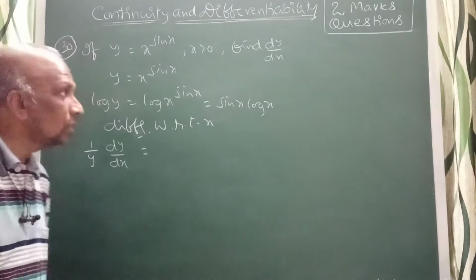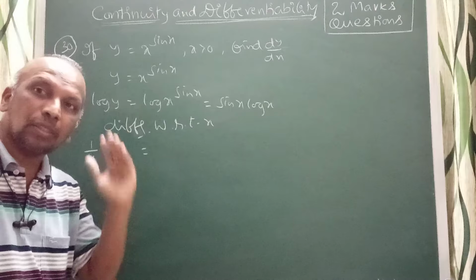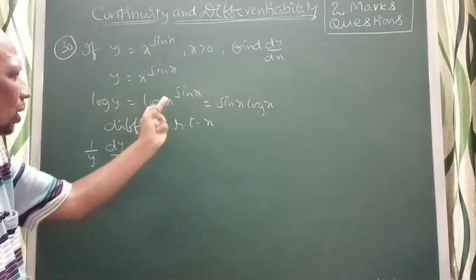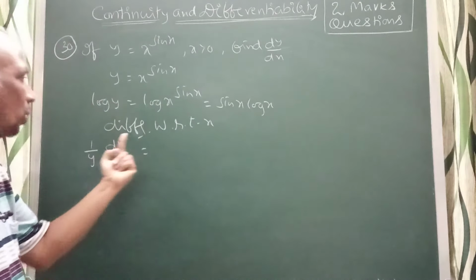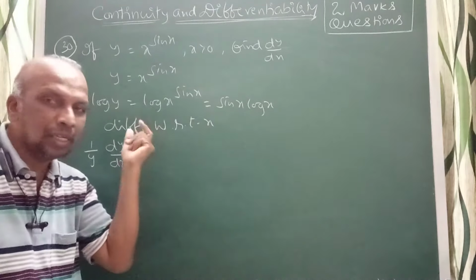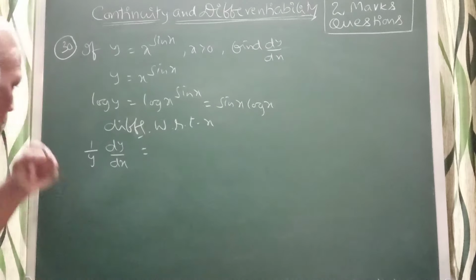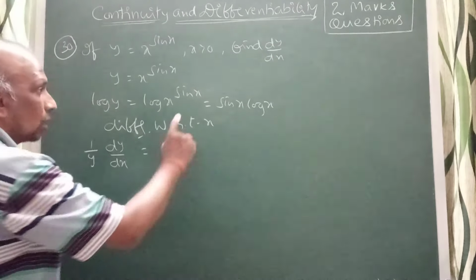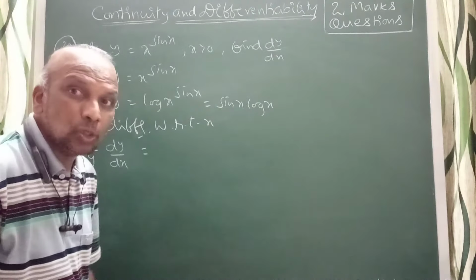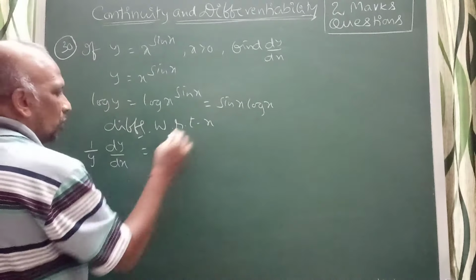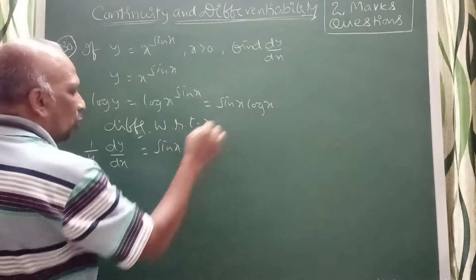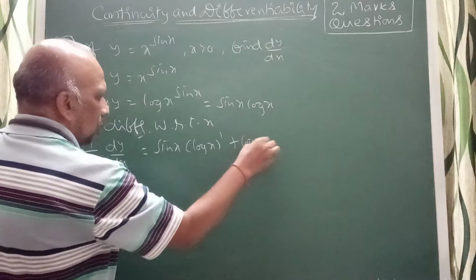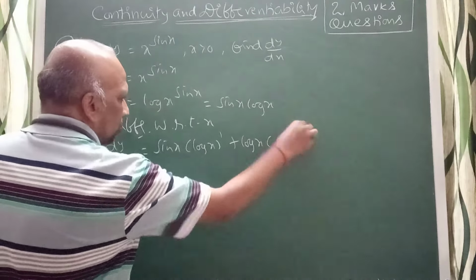I will repeat this. They give y equal to x power sin x. You can take logarithm on both the sides. Then this I can hold here: sin x log x. Now differentiating with respect to x. 1 by y into dy by dx. The product rule: sin x log x, use product rule. First into derivative of second, plus log x into derivative of sin x.